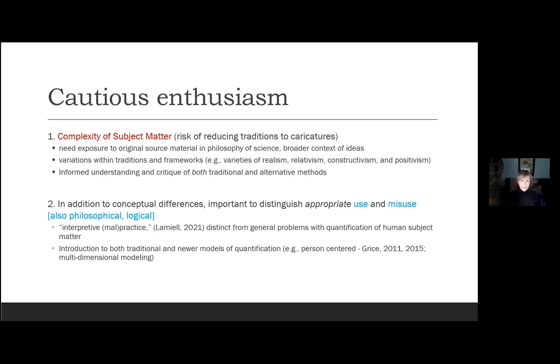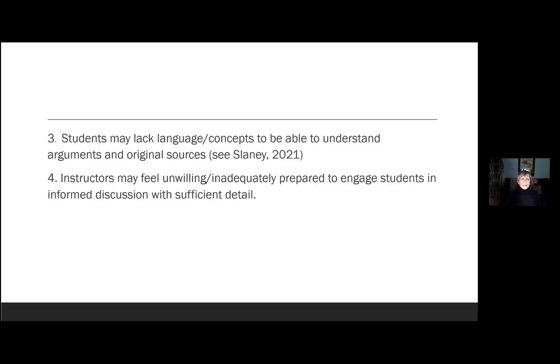that are sometimes the focus of philosophical discussions on methods. But one of the problems is that students may lack the language, they may lack the background to even engage in these kinds of discussions. And so we risk just losing them because they can't even get started in the conversation.